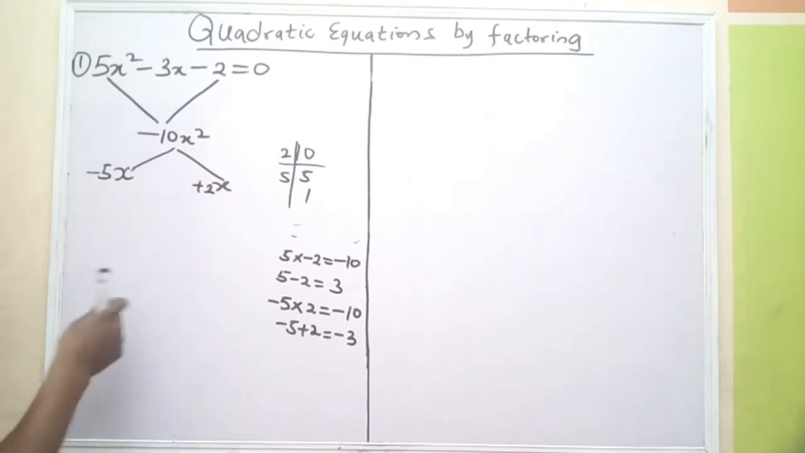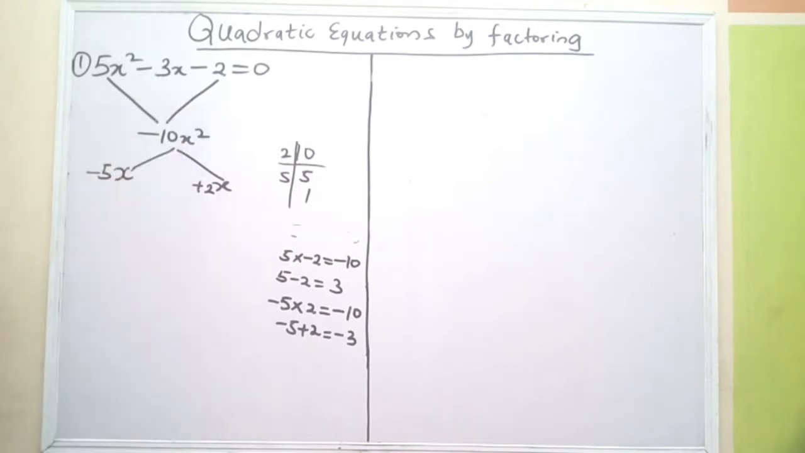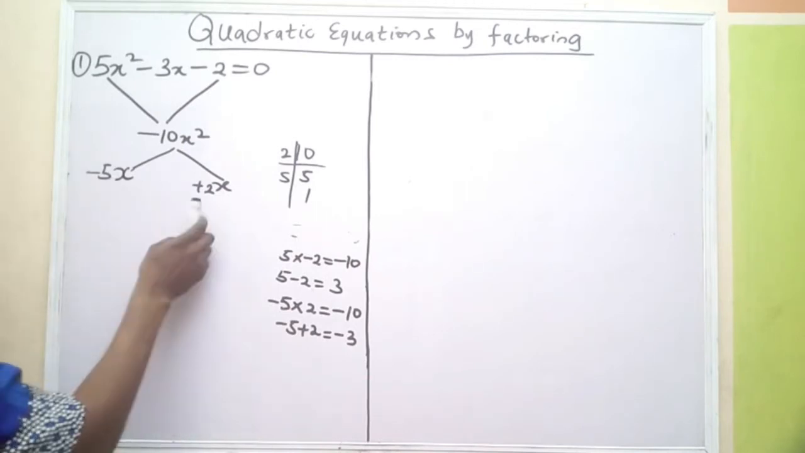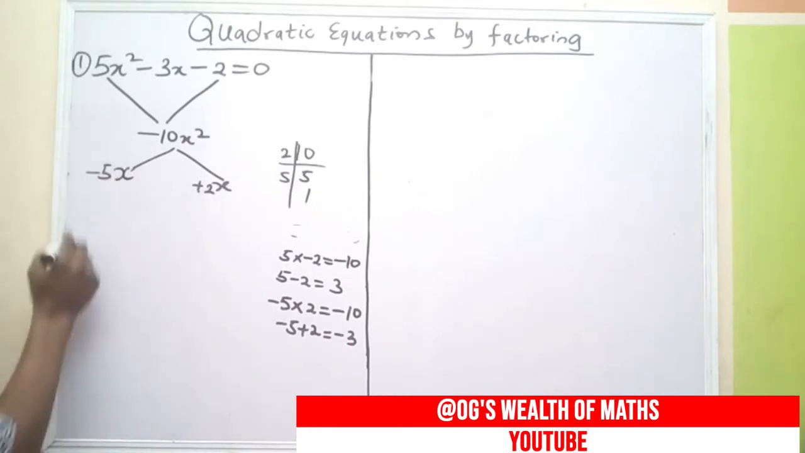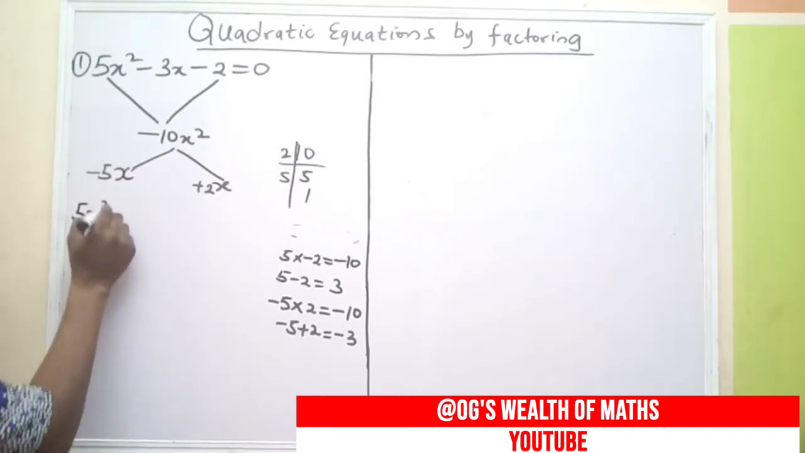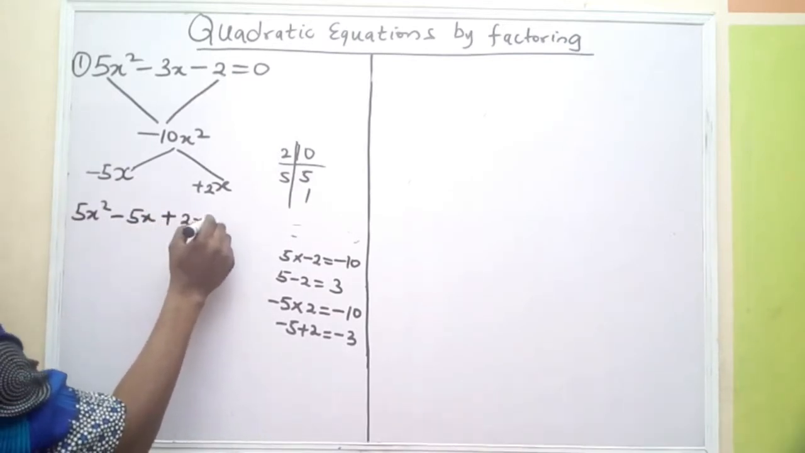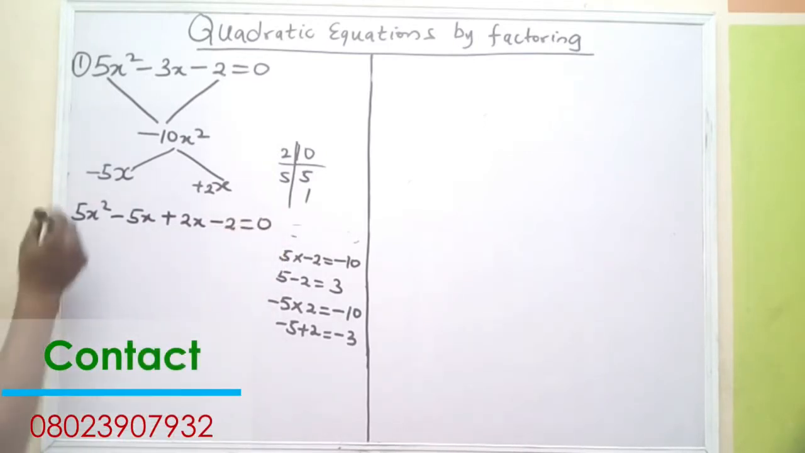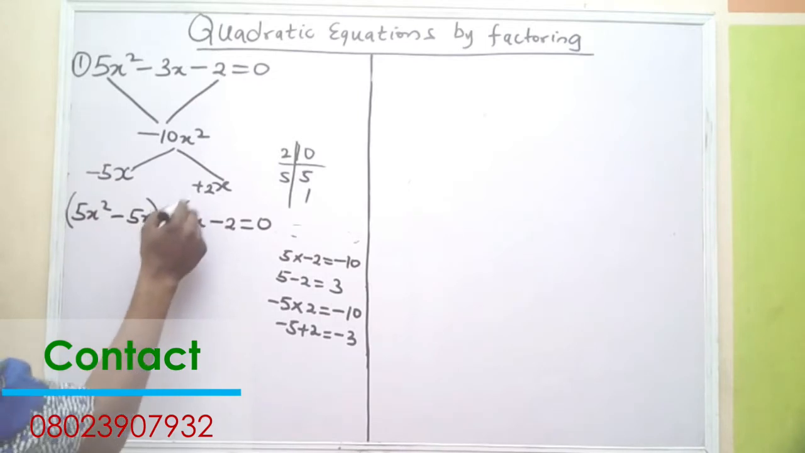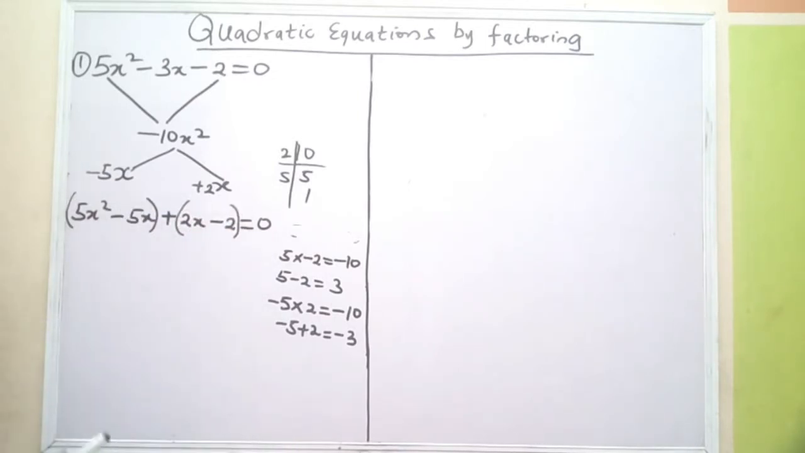So now the next step is to replace the middle term by this and this. So we're going to replace the middle term by minus 5x plus 2x. If we do that, we'll have 5x squared minus 5x plus 2x, then minus 2 equals 0. The next thing is to group them. Now I have 4 terms, so I'm going to pair them, I'm going to group them.